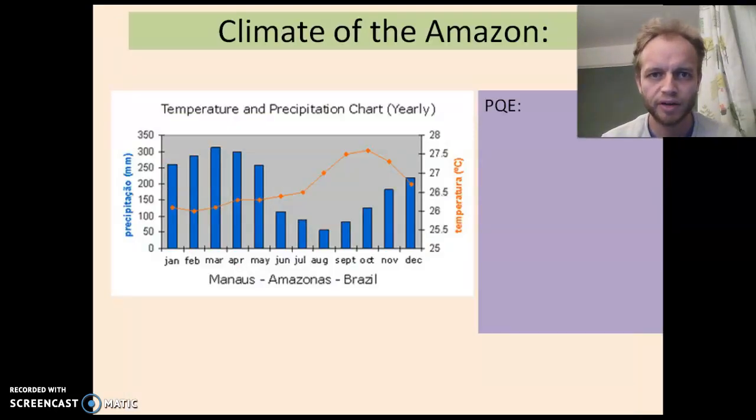Well done. Okay, so now we're going to look at our second task, and this is think about the climate of the Amazon. So we're going to start off again by thinking about what the climate is like, and then we're going to think about why it is the way it is.